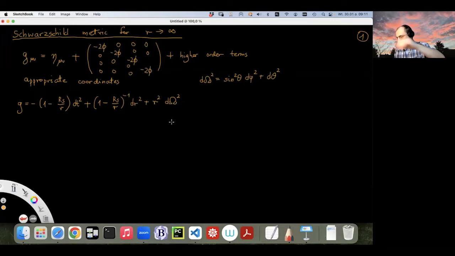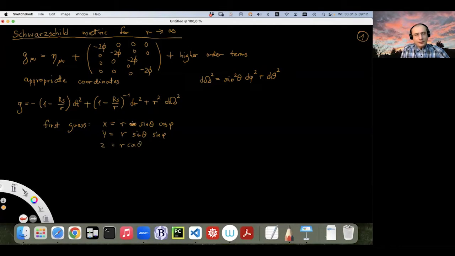Okay. Now, your first guess might be to simply introduce quasi-Minkowski coordinates simply by imposing, so the first guess, that x is basically r sine theta cos phi, y is equal to r sine theta sine phi, and z is equal to r cos theta. And then we pass to the standard coordinates, but it turns out that it doesn't work.